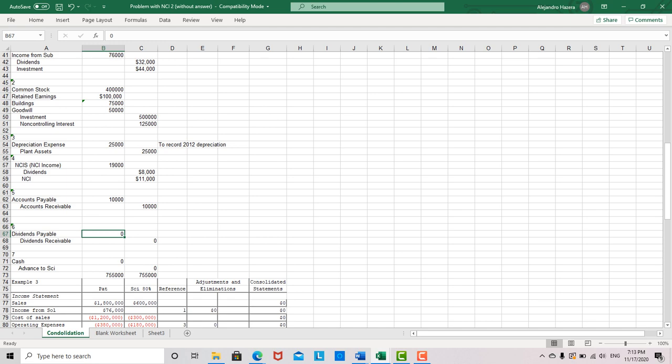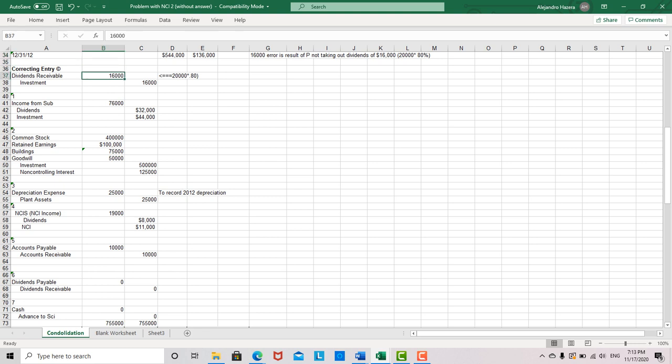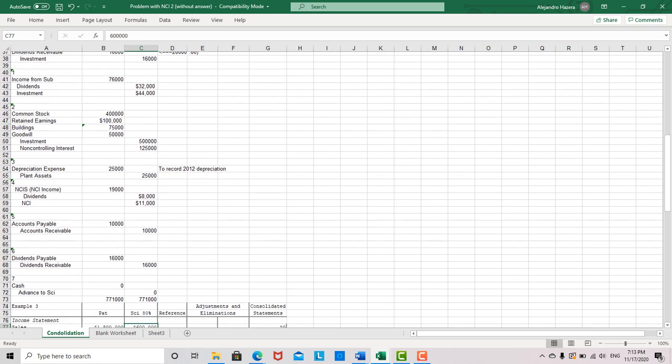Next is dividends payable, dividends receivable. Now we know from the correcting entry that the subsidiary owes the parent 16,000 dividends, and that was a correcting entry. But if you're going to consolidate, you can't owe yourself dividends. You can't owe yourself anything. So we're going to have to debit dividends payable, and we're going to credit dividends receivable for 16,000.